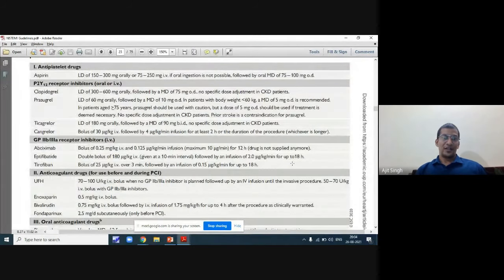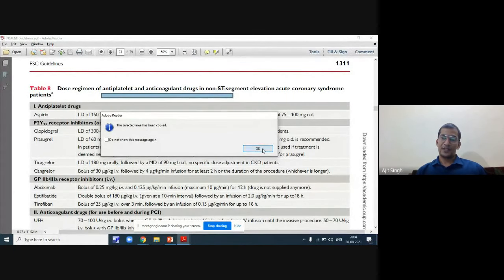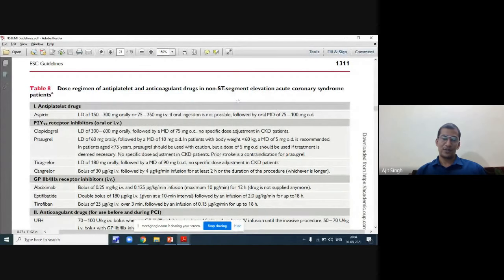Here they have recommended all the dose regimens of antiplatelet and anticoagulant drugs in STEMI, in case of acute coronary syndrome patients. So you can read it. These are available online as well.